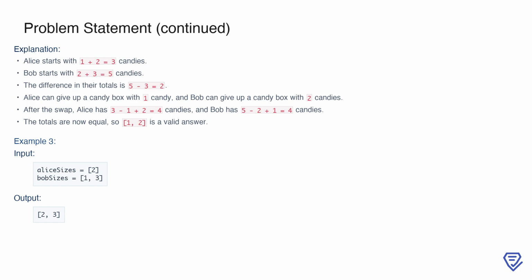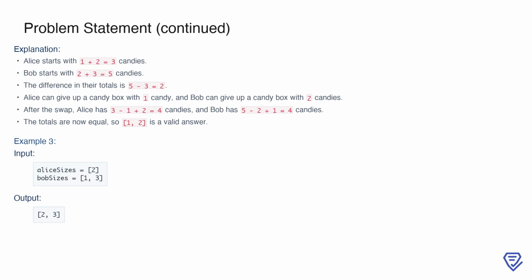In the second example, Alice has 1 plus 2 equals 3 candies, and Bob has 2 plus 3 equals 5 candies. The difference between their totals is 5 minus 3 equals 2. Alice can give up a box with one candy, and Bob can give up a box with two candies. After the swap, Alice will have 3 minus 1 plus 2 equals 4 candies, and Bob will have 5 minus 2 plus 1 equals 4 candies. Both now have equal totals, so [1, 2] is a correct answer.